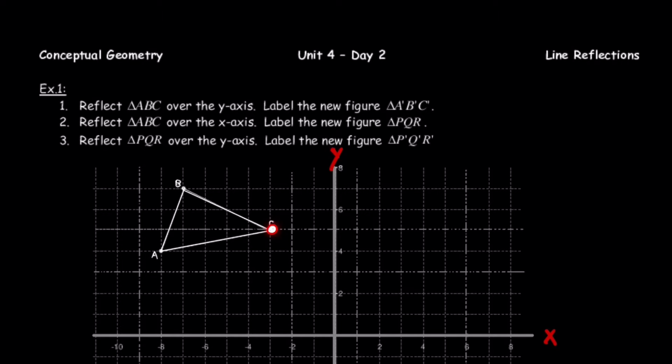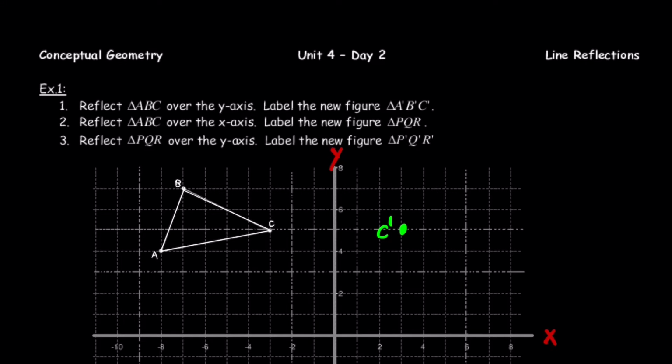I'm going to start with point C, and if I need to reflect it, I need to figure out how many blocks I have to go to get to that line, and then you go the same number of blocks to the other side. So C will go right there. And notice how they want us to label it. We're starting with triangle ABC, and we're going to name it A prime, B prime, C prime. That's what the apostrophe means when it comes to transformational geometry. So that'll be C prime.